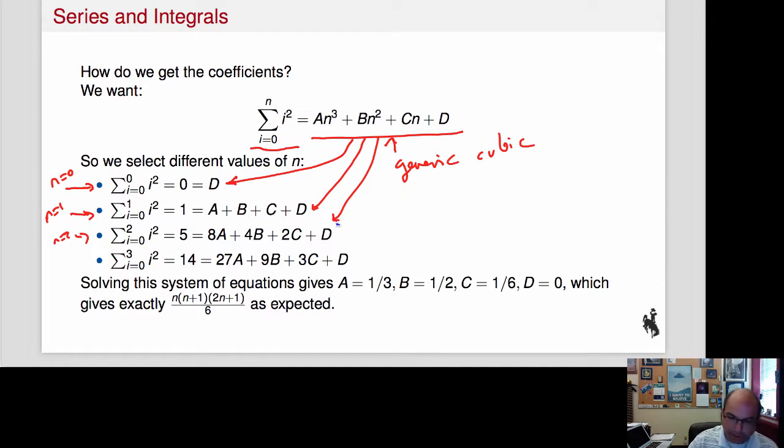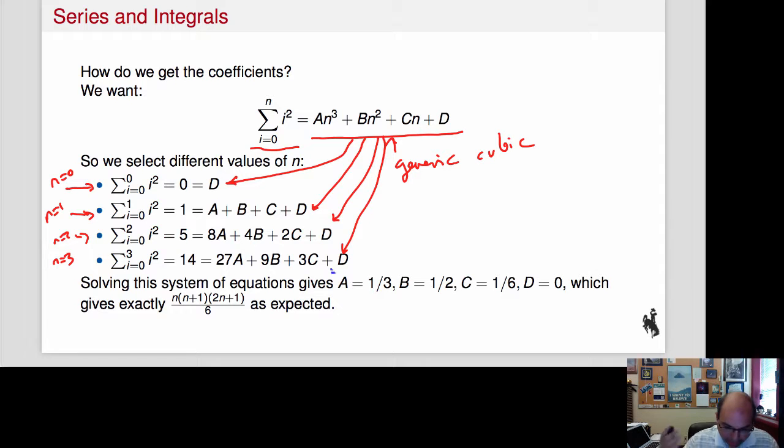I have 4 unknowns, a, b, c, and d, and I've only got 3 equations. So I need one more equation. Let's try n equal to 3. When I do that, I have n cubed, that's 27a, n squared, that's 9b, n, that's 3c, plus d. And that should be equal to 1 squared plus 2 squared plus 3 squared, which is 14.